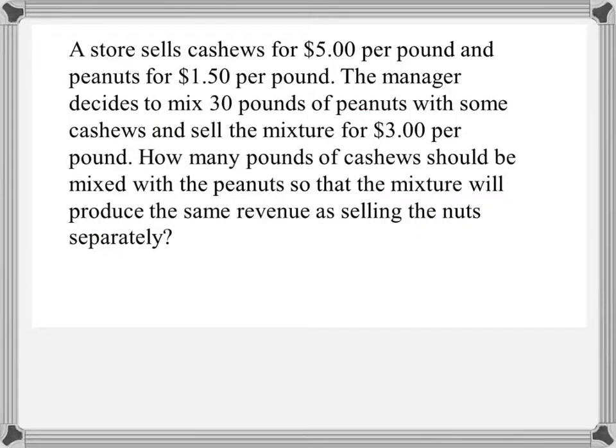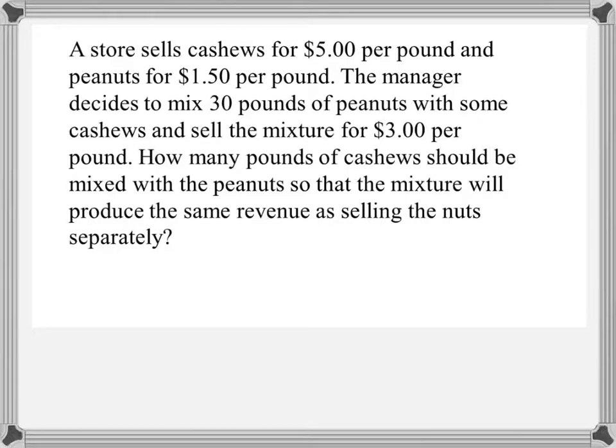Okay, let's look at a couple of word problems. A store sells cashews for $5 per pound and peanuts for $1.50 per pound. The manager decides to mix 30 pounds of peanuts with some cashews and sell the mixture for $3 per pound. How many pounds of cashews should be mixed with the peanuts so that the mixture will produce the same revenue as selling the nuts separately?